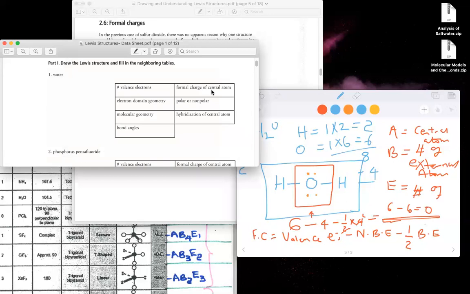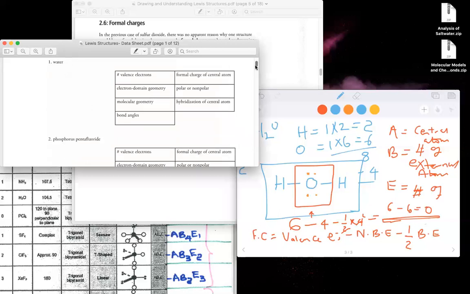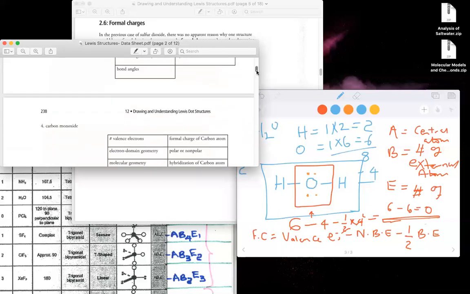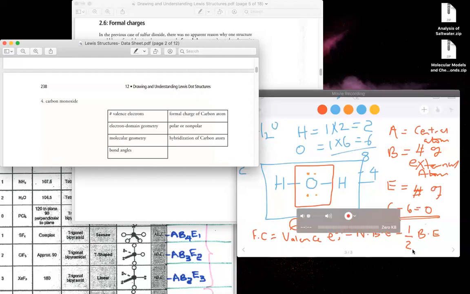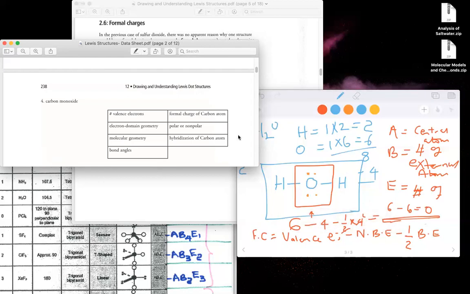Bear in mind, not all problems will have a central atom. If I look at, for example, carbon monoxide, CO, where is the center? It has been specified here that you have to find the formal charge for carbon. That's how you find the formal charge, using the equation I just gave you below H2O. It will help you in determining the formal charges of the element in question.